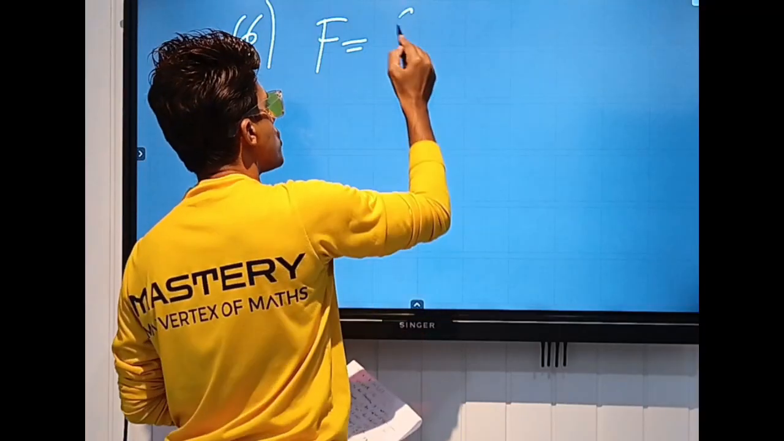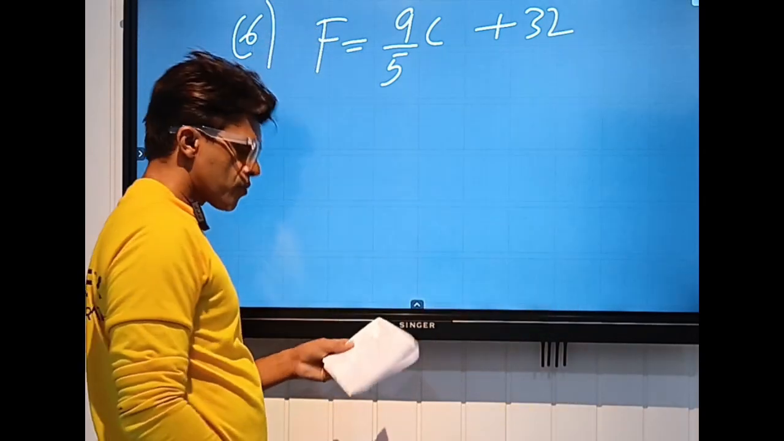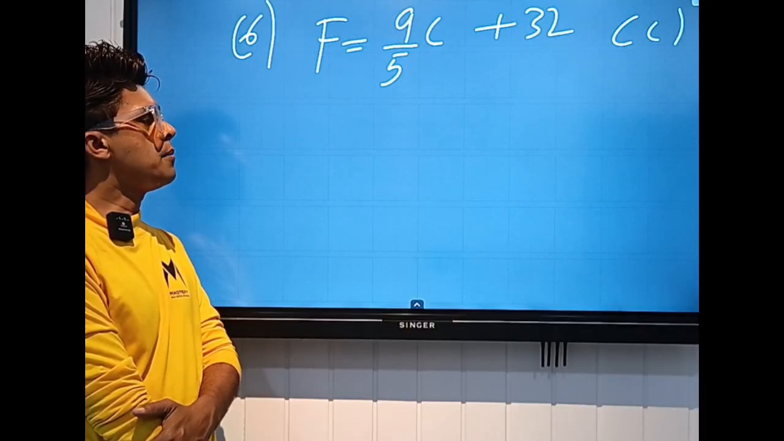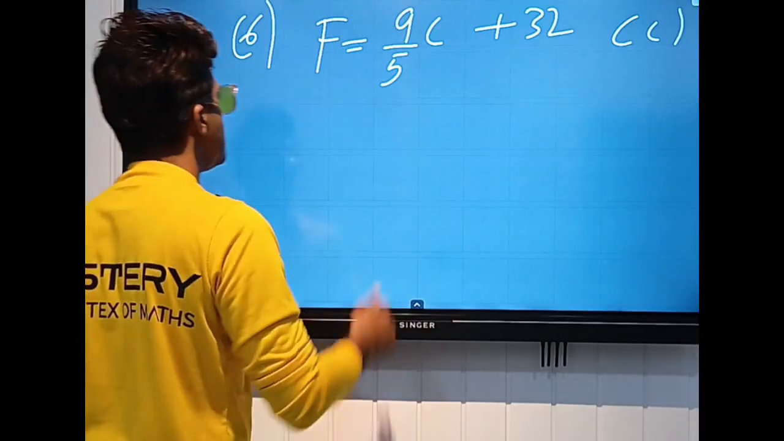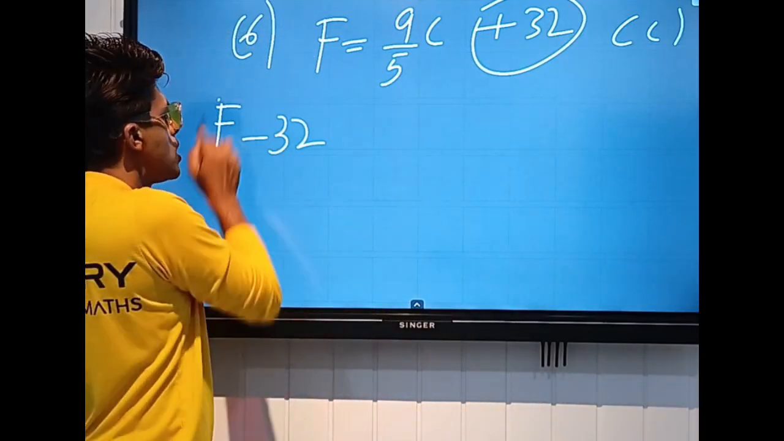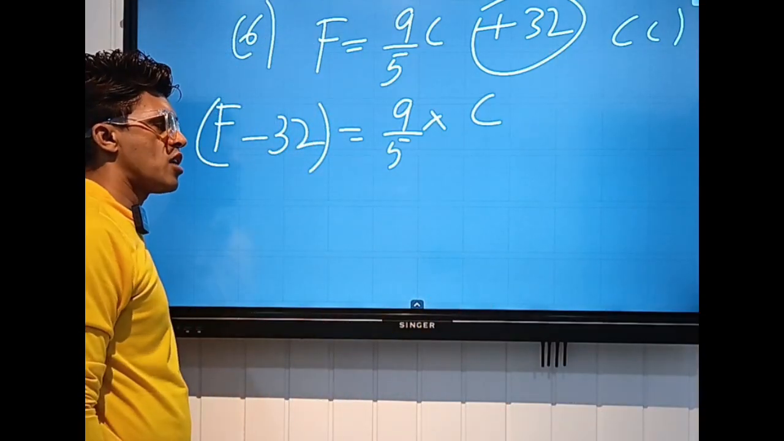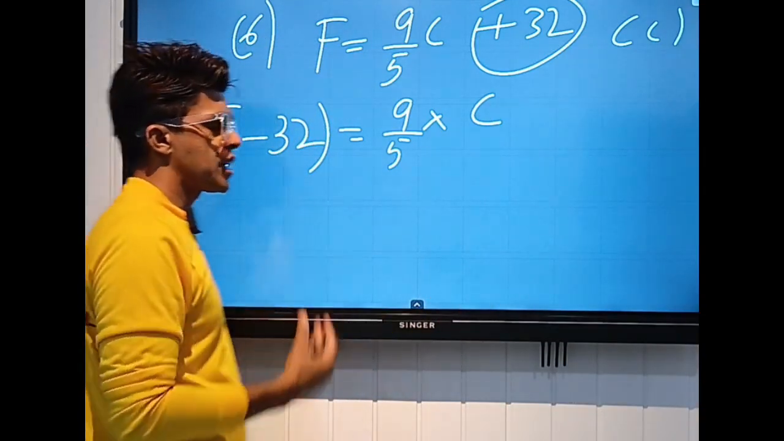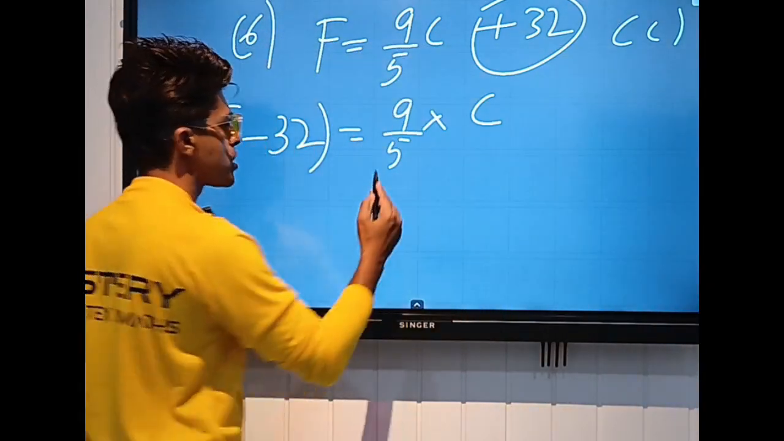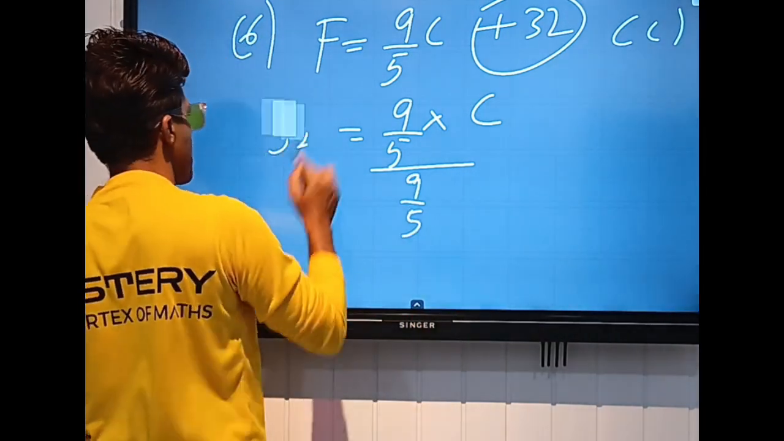F equals 9 over 5 C plus 32. Here you should write the term C as the subject. In order to do this, this plus 32 is brought here. This becomes negative, and also 9 over 5 times C. Here there is a multiplication. Generally, we divide by the given terms. Therefore, both sides are divided by 9 over 5. This side as well, divided by 9 over 5.